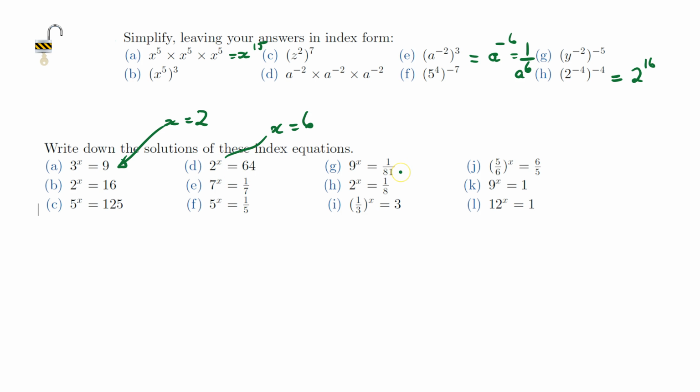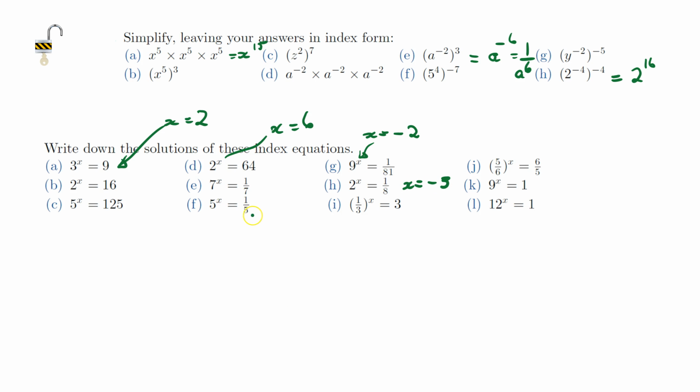9 to the x equals 1 on 81. Well, the key bit here is to recognise that the 1 on implies that x will be negative. And so what power can we raise 9 to give us 81? Well, that's 2, and the fact that the 81 is on the bottom means that we're looking for negative 2. Likewise, down here, 2 to what power gives us 1 on 8? Well, if we think about 2 to what power gives us 8, then that's 3, and the fact that the 8 is on the bottom means that it's negative 3.